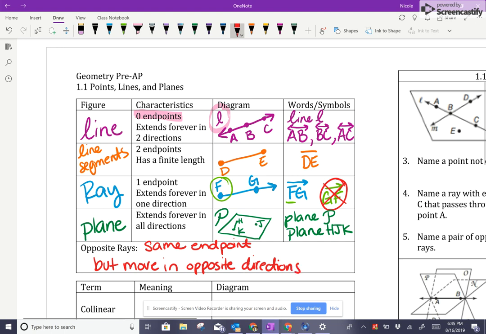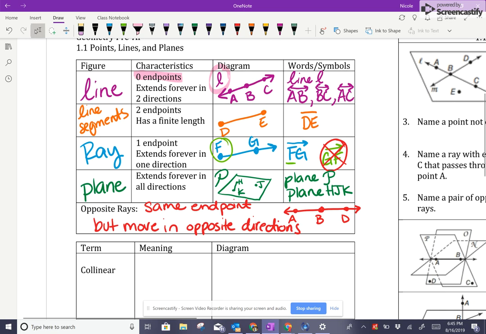Now, what does this look like? Well, let's see. If we have rays that move in opposite directions and share an endpoint. So I'm going to call this A, B, and D. So this is telling us that ray BA is an opposite ray, I'm going to use OPP for opposite, to ray BD. They move in opposite directions. So it's basically a line with a common endpoint in the middle.